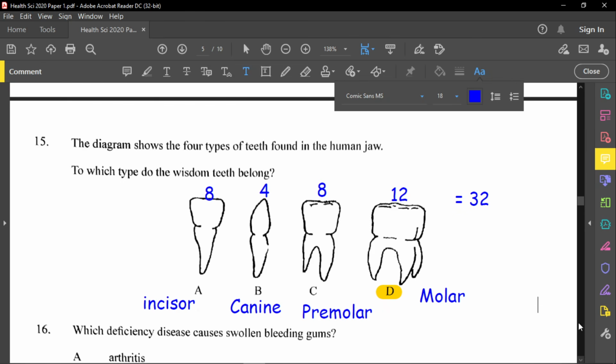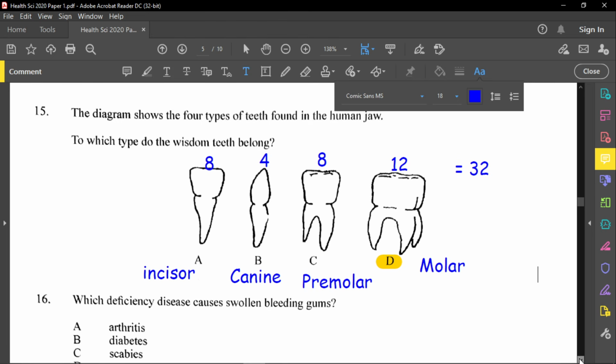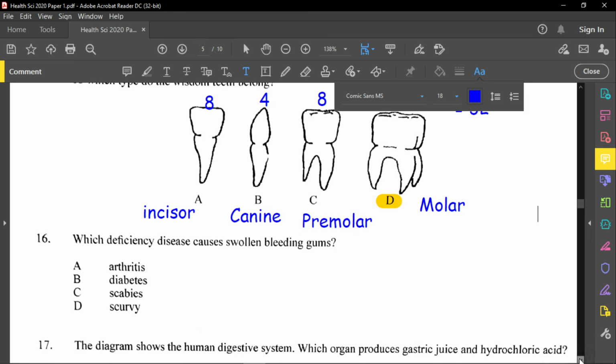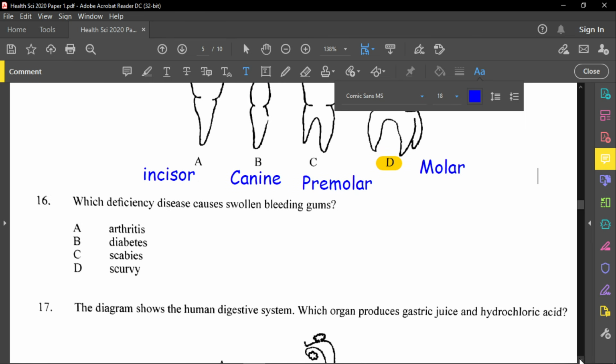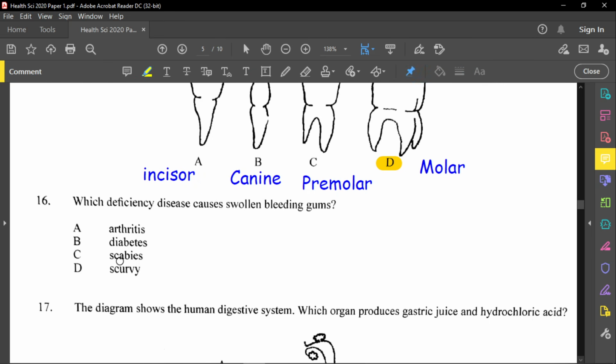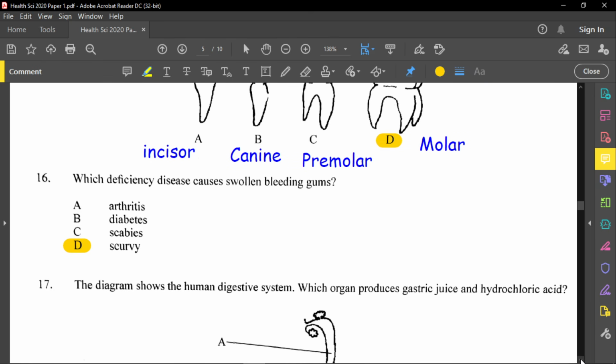Now let's jump on to question number 16. It said, what deficiency disease causes swollen, bleeding gums? And once you have a disease of the gum, you want to go to scurvy. So scurvy is that disease. And scurvy is caused by the lack of vitamin C. Okay, so please make a note of that. It's caused by the lack of vitamin C.